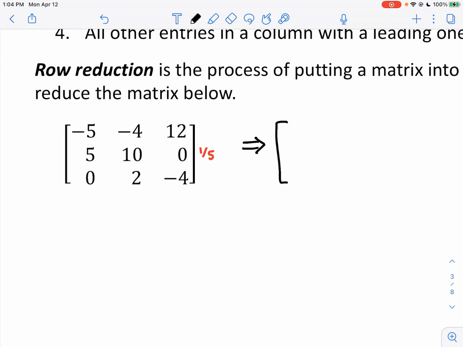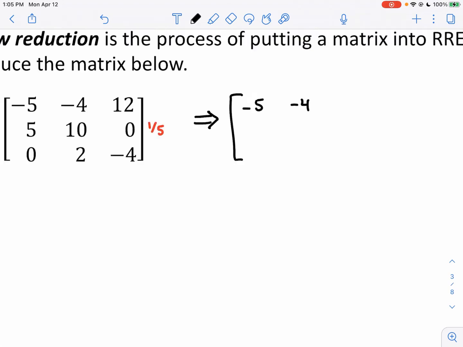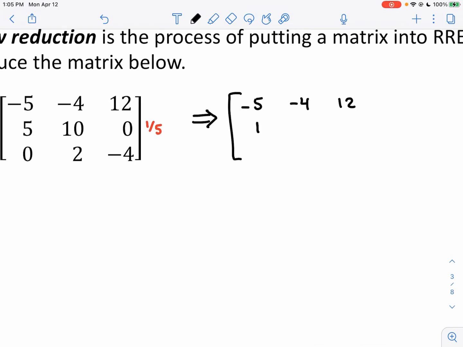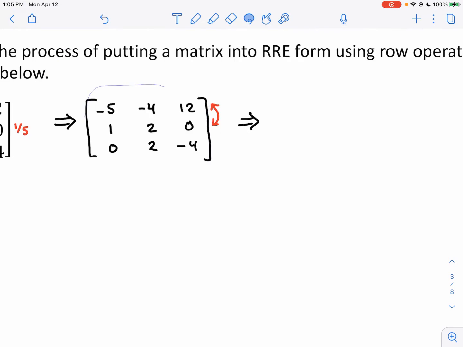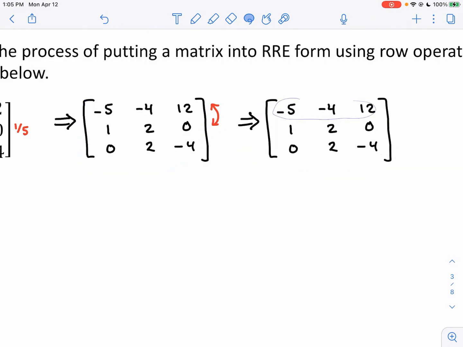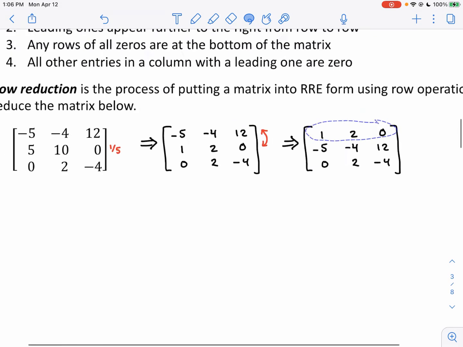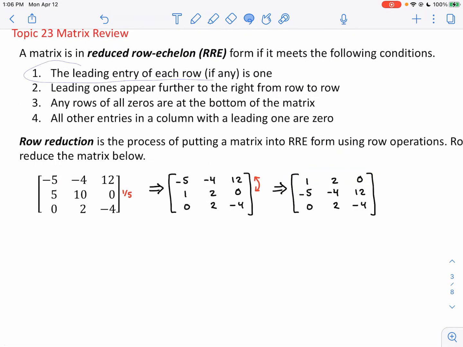And let's see what this creates. So the top row is going to be -5, -4, 12. Multiply the second row by 1/5. That's going to be a 1, and then a 2, and then a 0. And then a 0 to -4. Now I want to get that 1 in the top position. So I'm going to do a row interchange next. So I'm going to interchange rows 2 and 1. The first row satisfies this condition. The leading entry is 1.